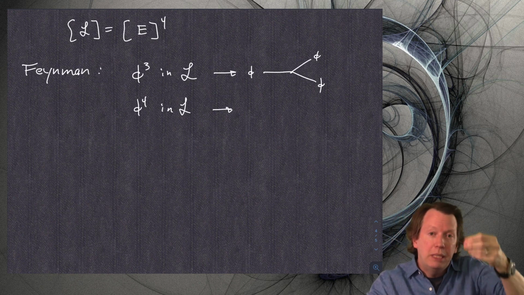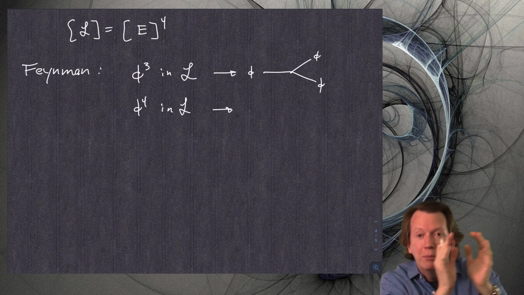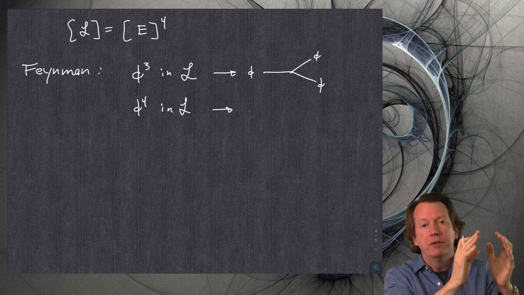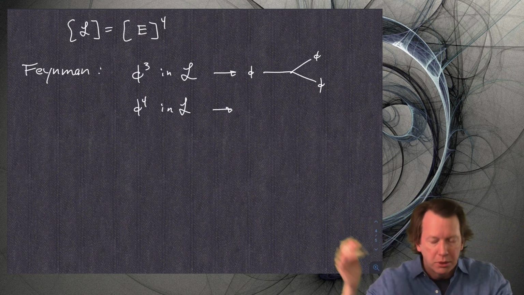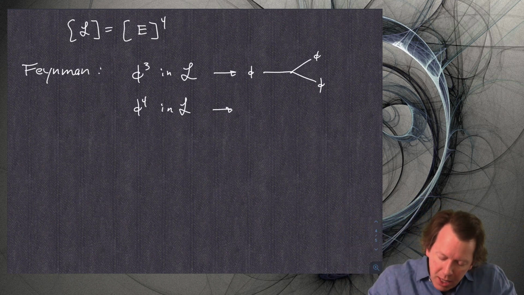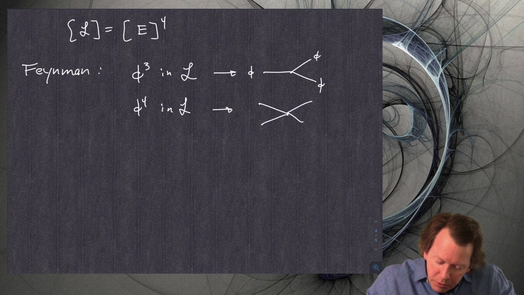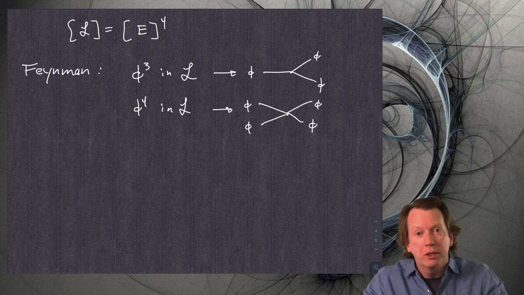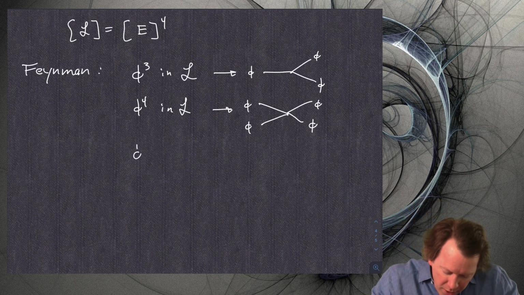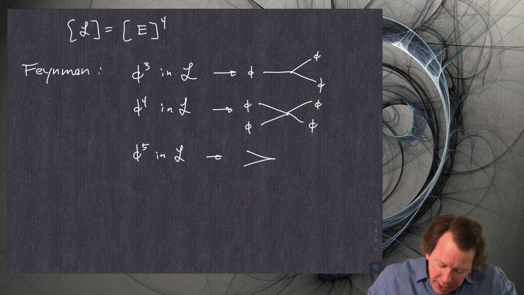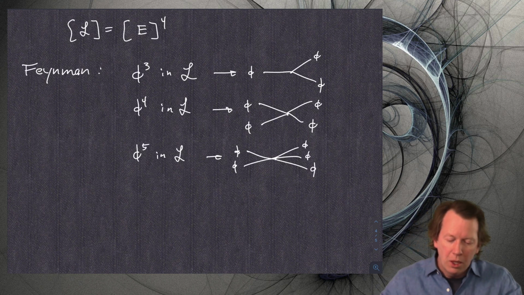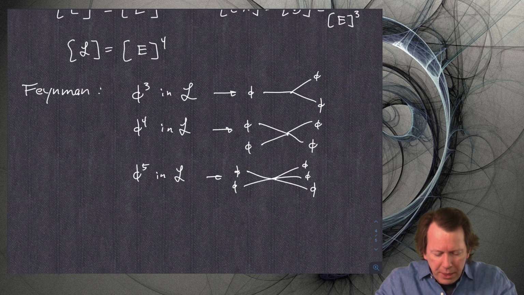So when I say phi cubed in L, I mean when there is a term in that sum that is of the form phi cubed times some numbers, okay, times some coupling constants. Well, then you can guess what you're going to get. You're going to get a 3-point vertex, as it's called, 3 phi particles interacting with each other. Phi to the 5th in the Lagrange density implies that there is a vertex where 5 phi particles are interacting, and so forth.